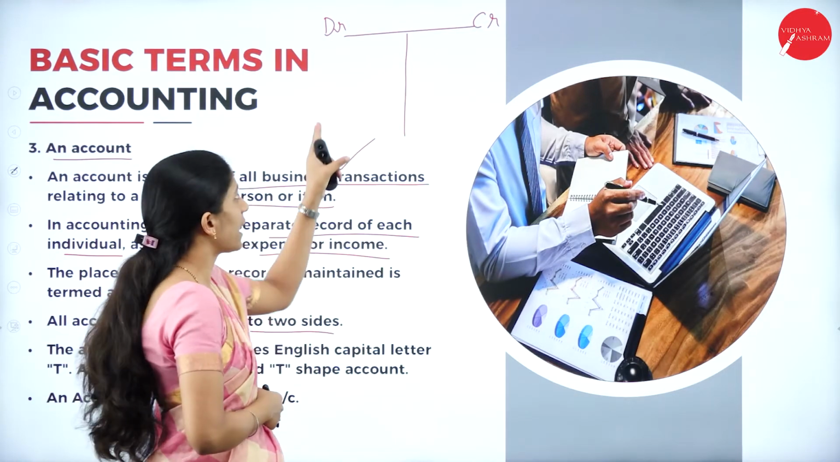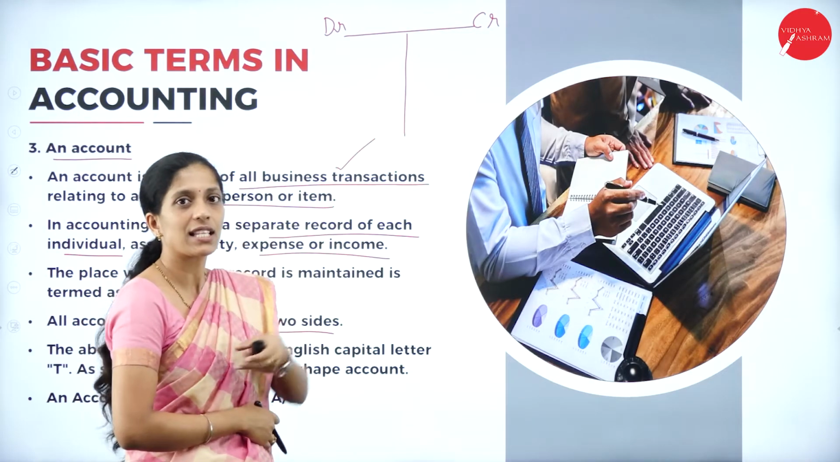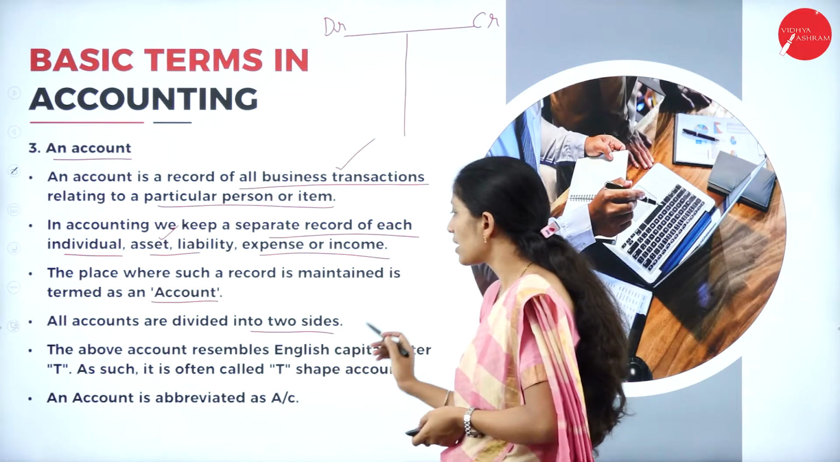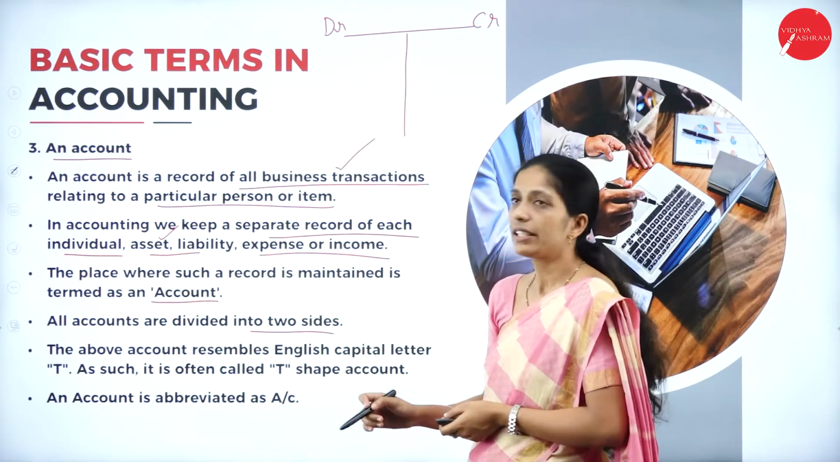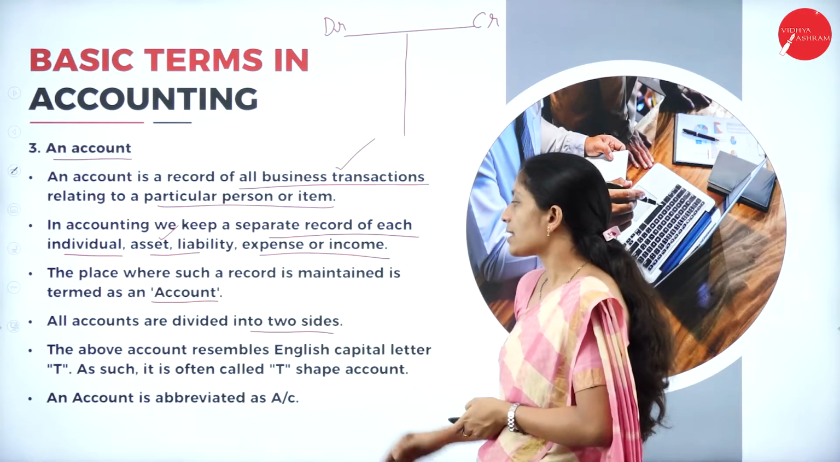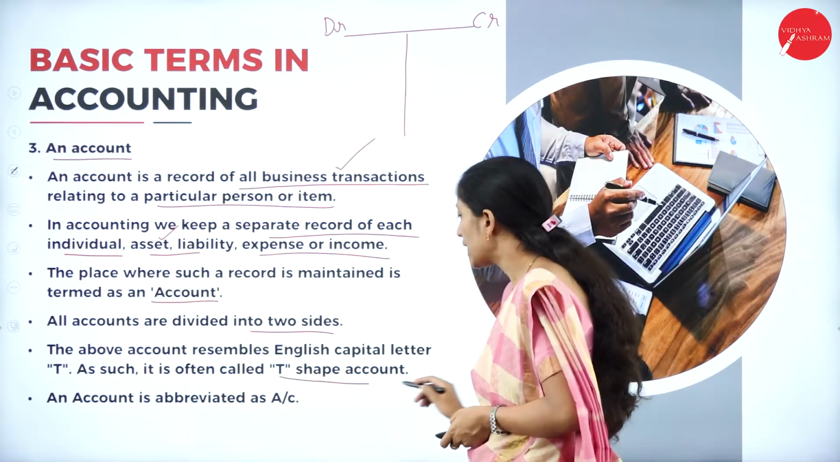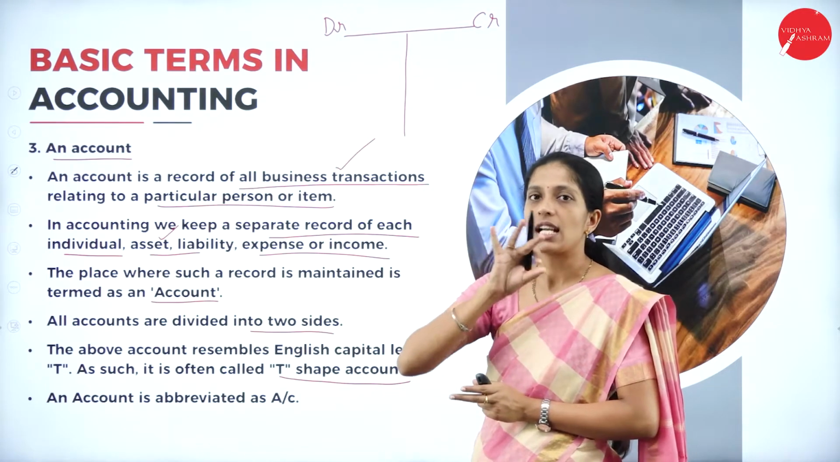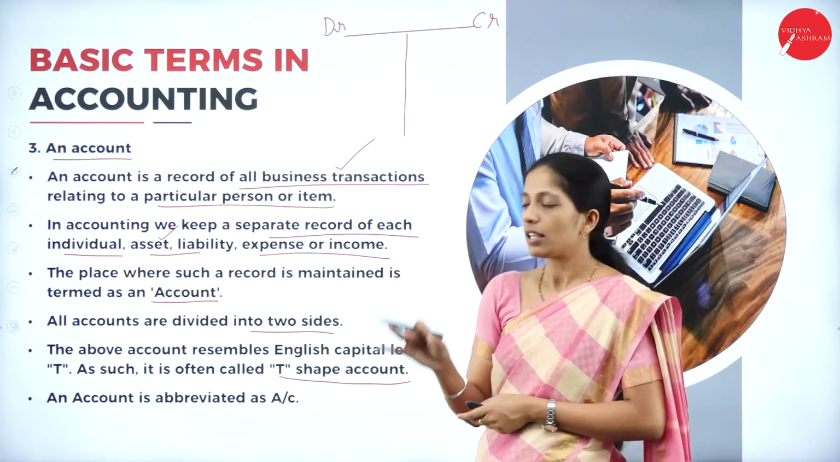As I told you, it has two sides: one is the debit side and the other is the credit side. The above account resembles the English capital letter T. As such, it is often called a T-shape account, because it resembles the alphabet T.